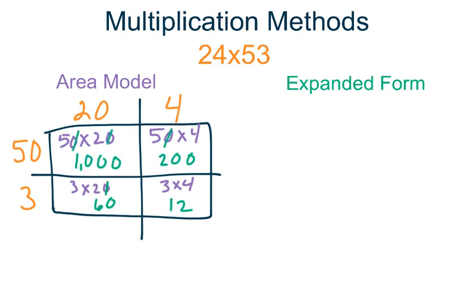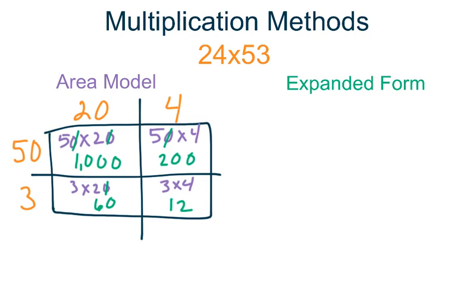After we write our multiplication problems down to find our partial products, we actually do multiply to find our partial products. So when we multiply here, 50 times 20 is 1,000, 50 times 4 is 200, 3 times 20 is 60, and then 3 times 4 is 12.